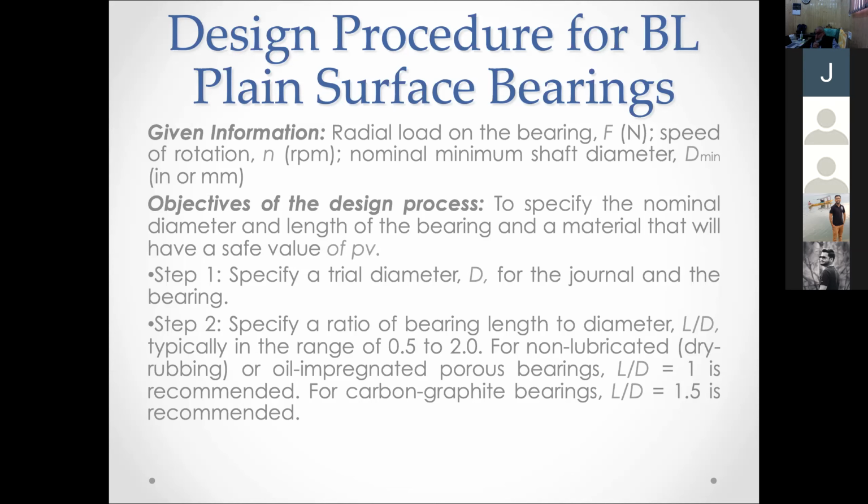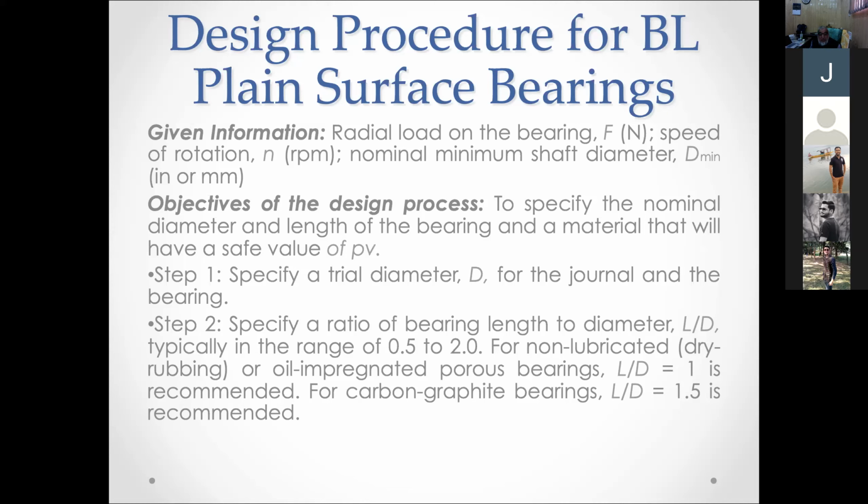Now, as I told you, PV is a very important factor and plays an important role for the life of the bearing vis-a-vis wear. So you have to select the diameter and length of the bearing, and then on that basis you will find the value of PV and see which material will be able to give that PV factor. Because the PV factor for a particular material is given. If your bearing material is able to give you that much PV factor, then you can use that material for the design of the plain surface bearing.